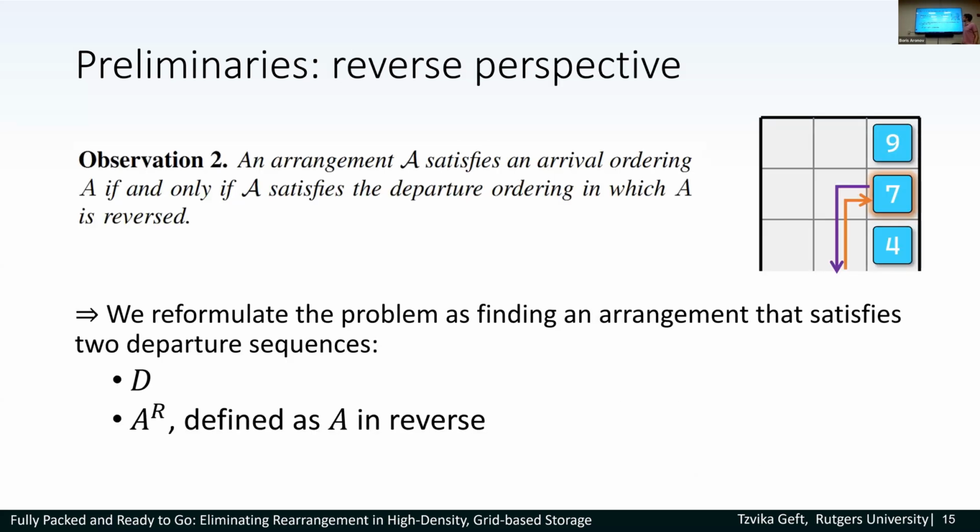Okay, some simple observations. If we satisfy a certain arrival sequence, that just means that we satisfy the departure sequence in which we reverse the arrival sequence. You can just reverse all the actions and all the paths remain the same, just the movement occurs in the opposite direction.